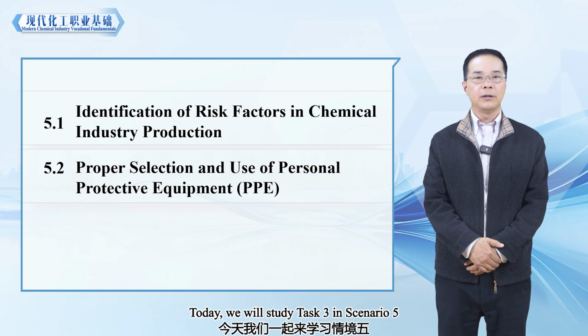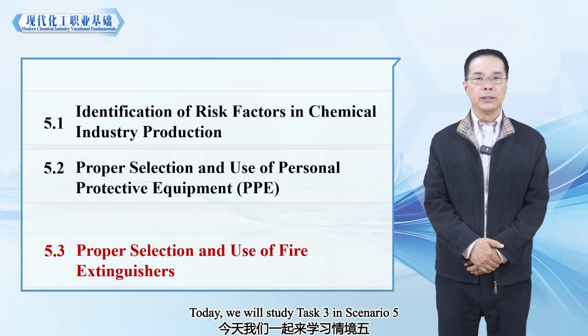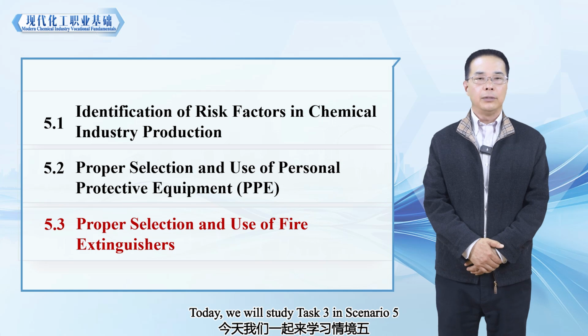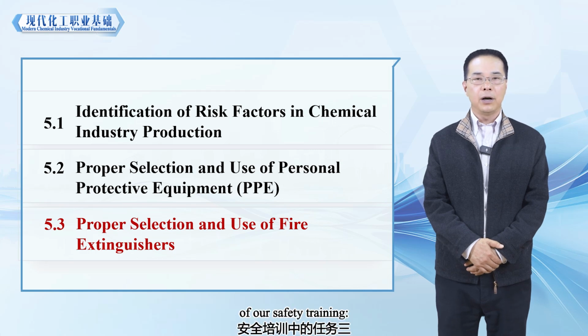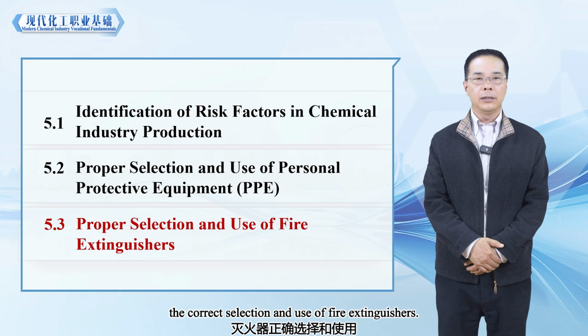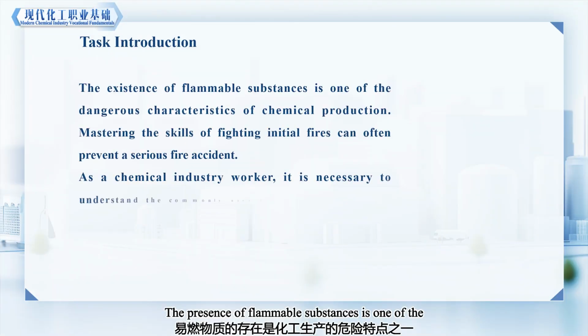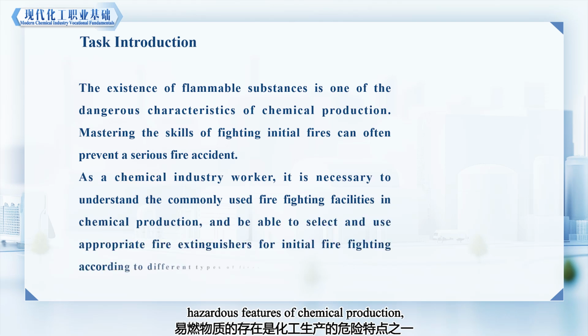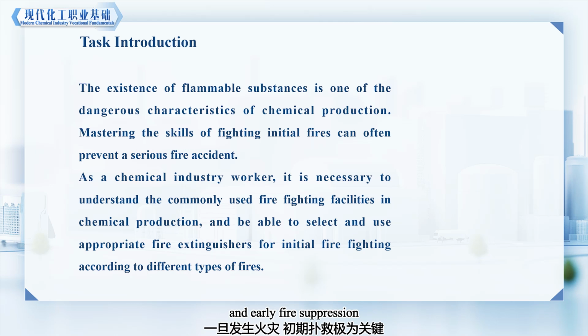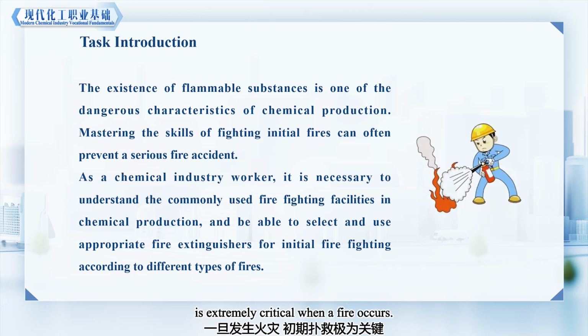Today we will study Task 3, Scenario 5 of our safety training: the correct selection and use of fire extinguishers. The presence of flammable substances is one of the hazardous features of chemical production, and early fire suppression is extremely critical when a fire occurs.